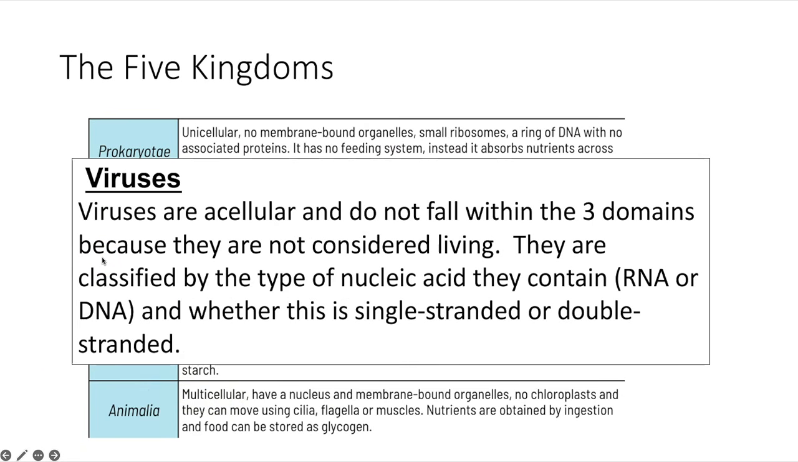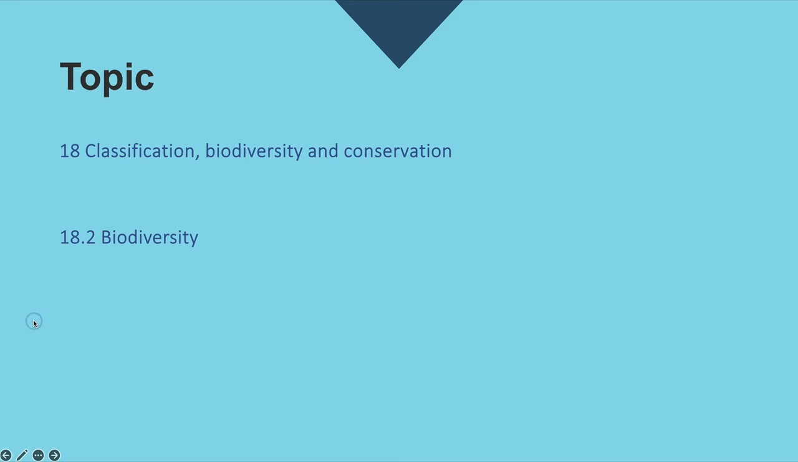Viruses are acellular, so they do not fall under any of these classification systems. They don't fall within the 3 domains because they're not considered living. They're classified by the type of nucleic acid they contain, so RNA or DNA, and whether it's single-stranded or double-stranded, but they don't get classified following these classification systems because they're not living things.